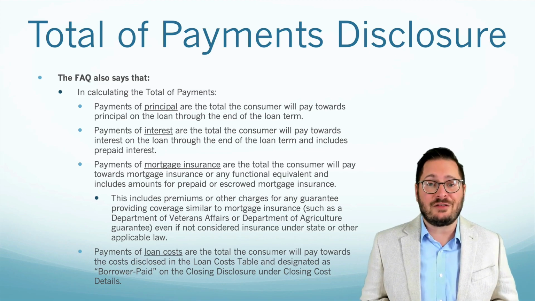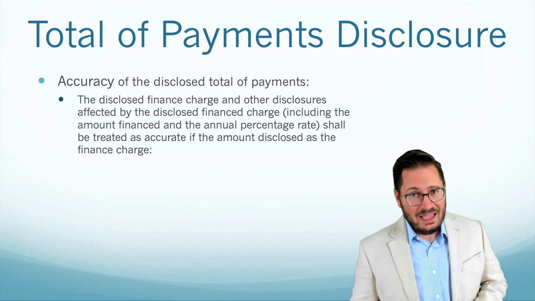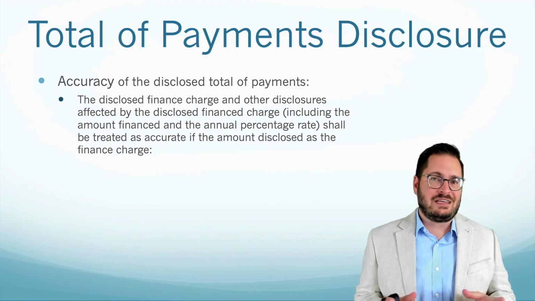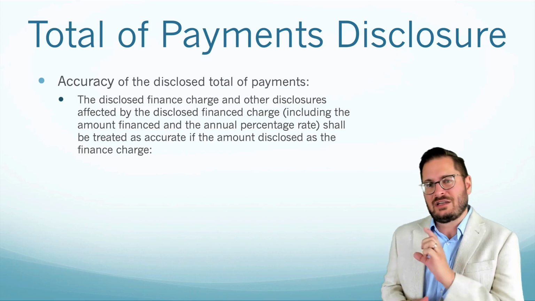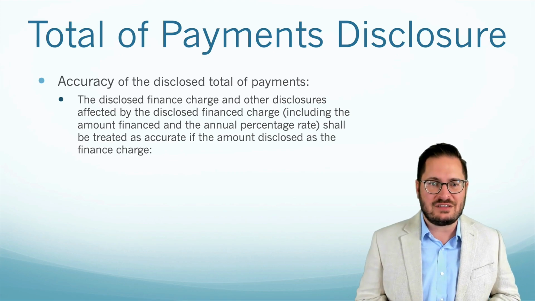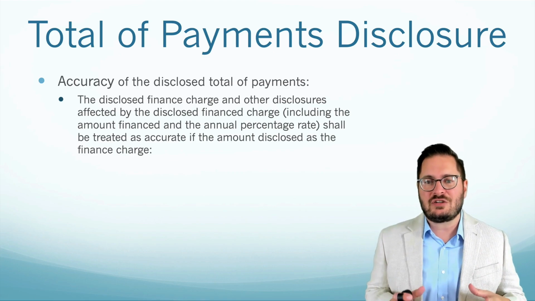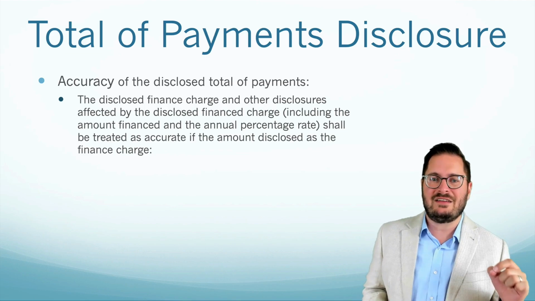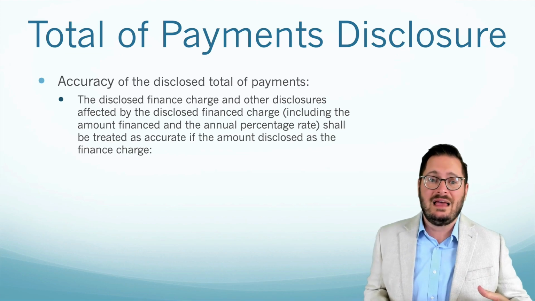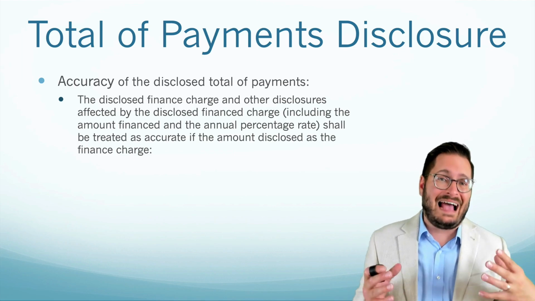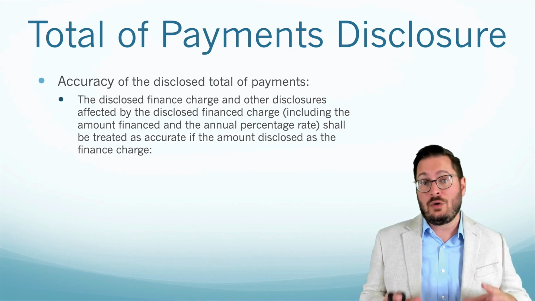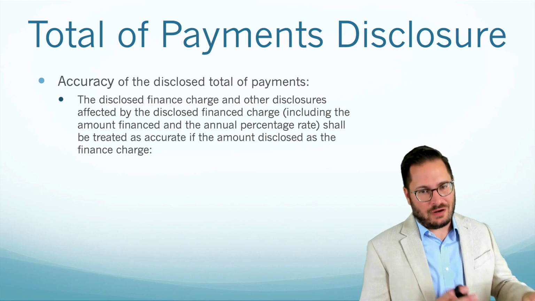One final thing on the total of payments. They do consider the accuracy. You have to get this accurate. And under the regulation itself, this actually comes right out of the regulation in Regulation Z. It says, the disclosed finance charge and other disclosures affected by the disclosed finance charge, including the amount financed and the annual percentage rate, shall be treated as accurate, meaning that it's okay and you don't have to correct it.